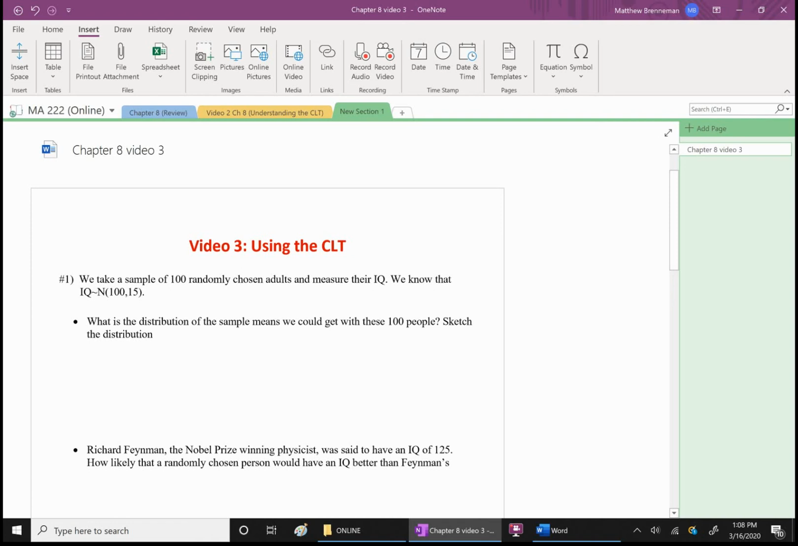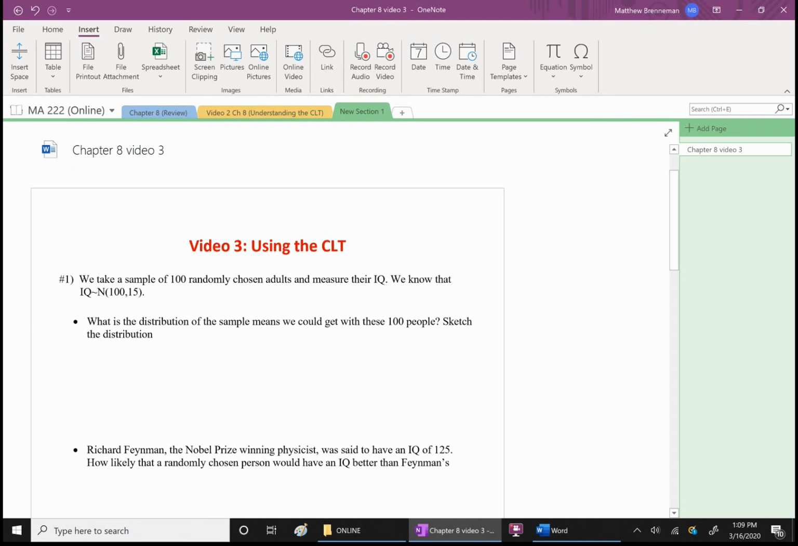So for problem one, we're told that we have a sample of 100 randomly chosen adults, and we measure the IQ from each. And we know that IQ has a normal distribution. It's a standardized test. And it's pretty common knowledge that the mean is 100 and the standard deviation is around 15. And we want to know if we took the average IQ of these 100 people, what would be the distribution for the sample means that we could get?